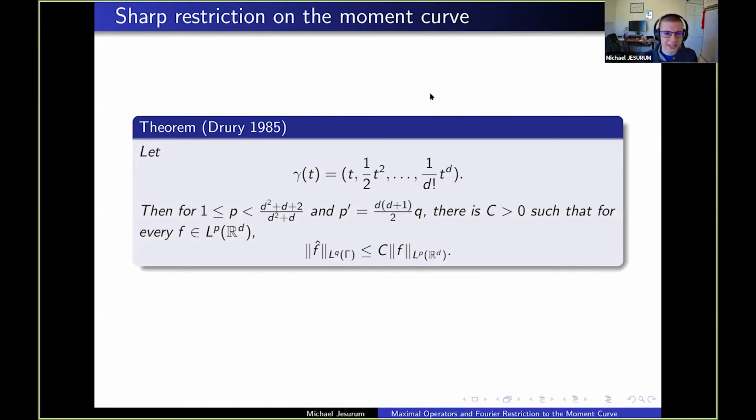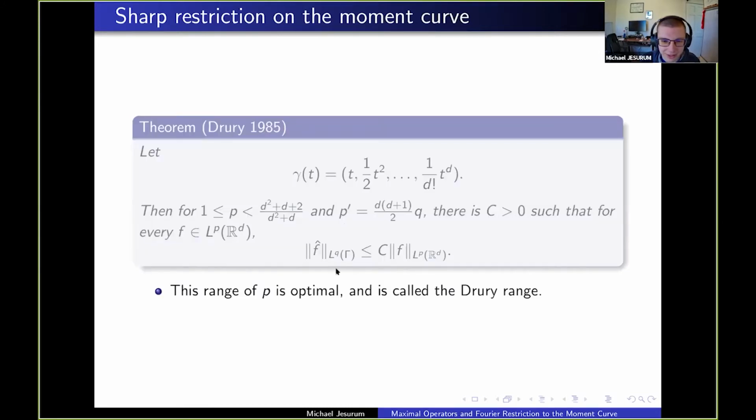The sharp version of this is due to Drury, but a lot of people have worked on Fourier restriction on curves in general. For the moment curve, this was done in 1985. The best range of p and q is p between 1 and (d squared plus d plus 2) over (d squared plus d), and then p prime equals d times (d plus 1) over 2q. If p and q look like this, then we have such an inequality.